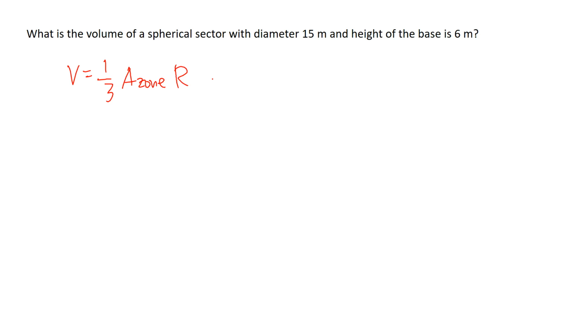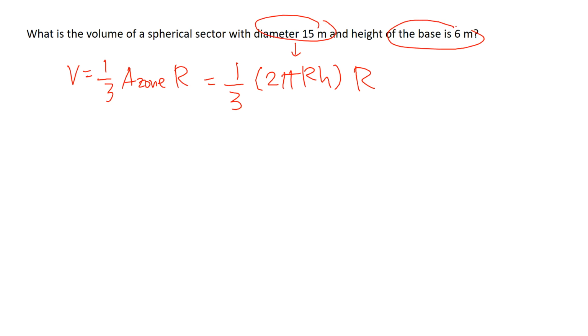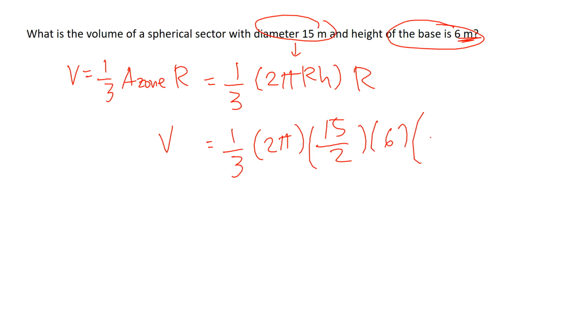Alright. 1/3, area sa zone, times R. Right? Area ni sa zone. So, sa mga given sa problem, given kag diameter, given kag height na 6 meters. So, kung diameter ni mo is 15, obviously, your radius is just 15 divided by 2. So, pwede mong volume, 1/3, 2 pi, how much is your radius? That's just 15 divided by 2. Ang diameter, divide lang ni mo 2. Height, given na sa problem, 6. Radius, 15 divided by 2. Plus si volume.